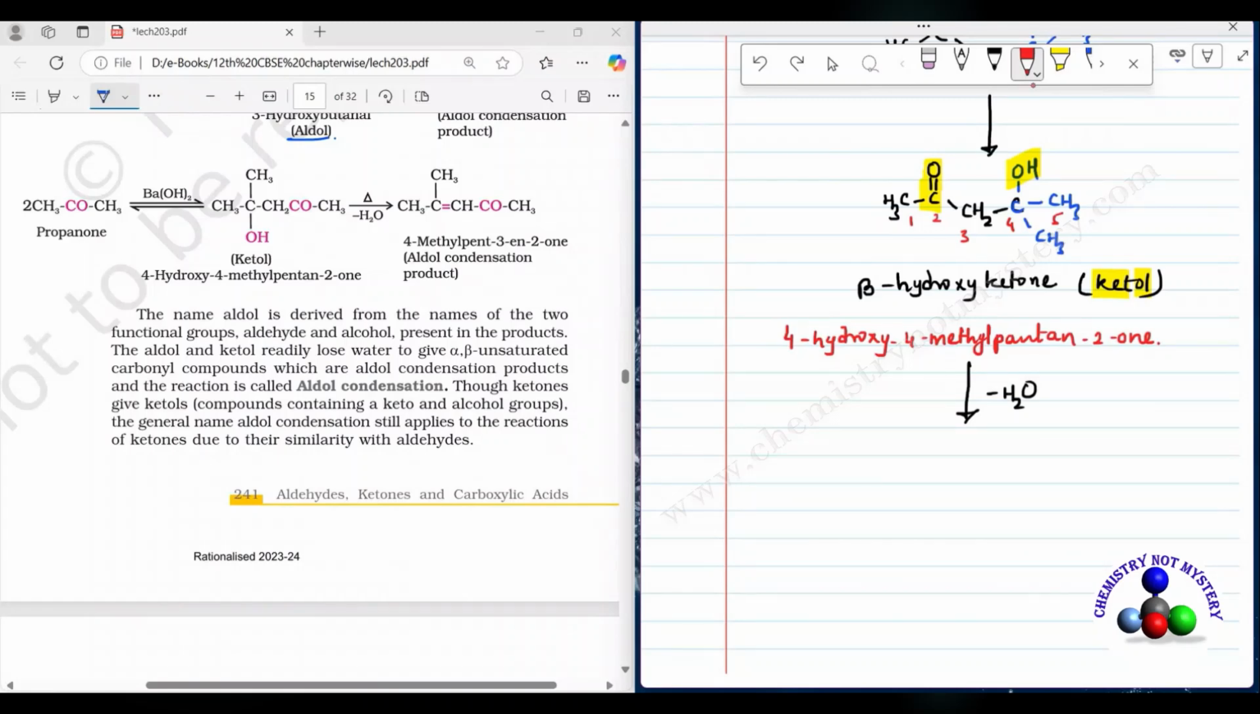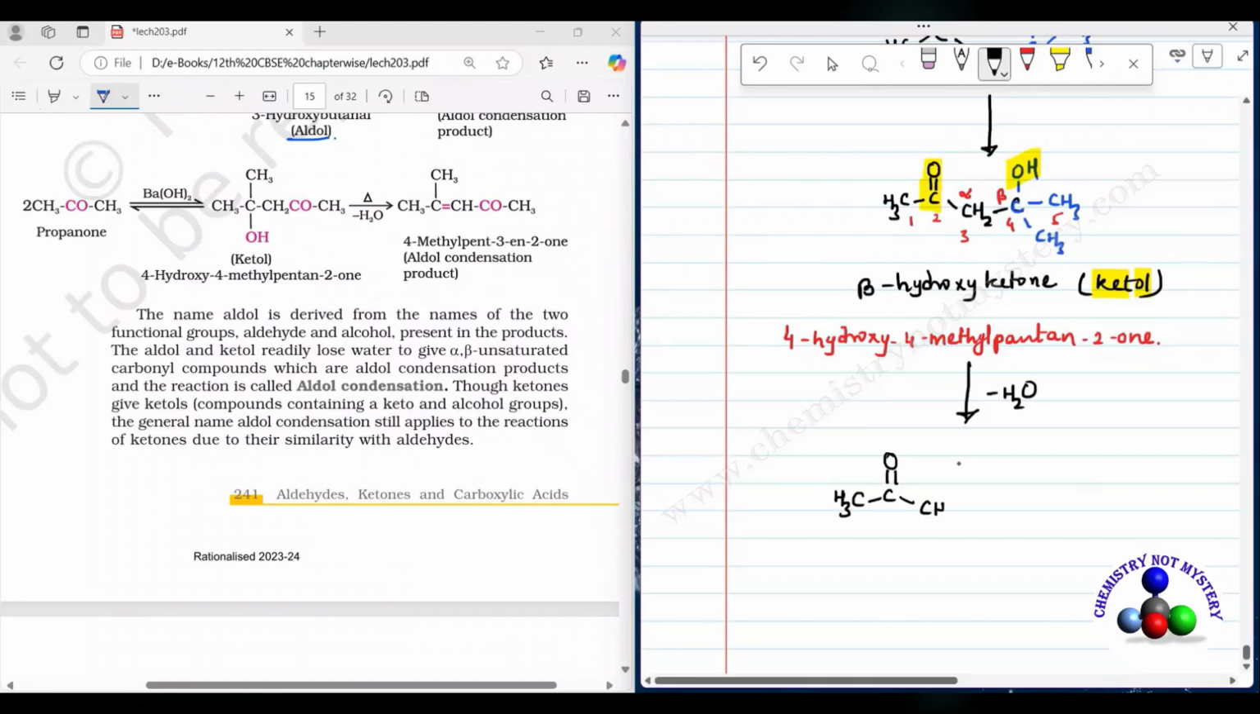This is the ketone functional group, and the carbon to which this ketone functional group is bonded is called the alpha carbon, and the carbon next to it is the beta carbon. So you have to remove OH from this beta carbon and H from this alpha carbon. So here you will get the product. This is CH3, C double bond O.